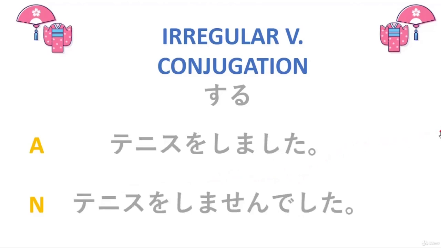Very good. Okay, so let's take a look at an example. Let's say play tennis. In Japanese it is to do tennis, tennisu o suru. So past affirmative would be tennisu o shimashita. I played tennis. Now negative would be tennisu o shimasen deshita. I didn't play tennis. Very good.